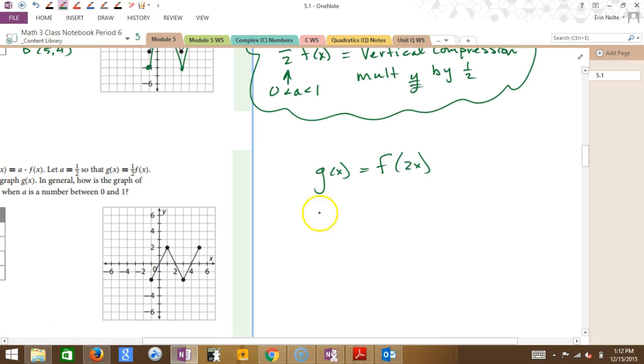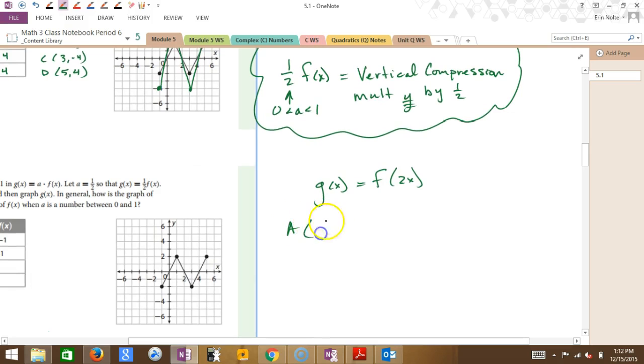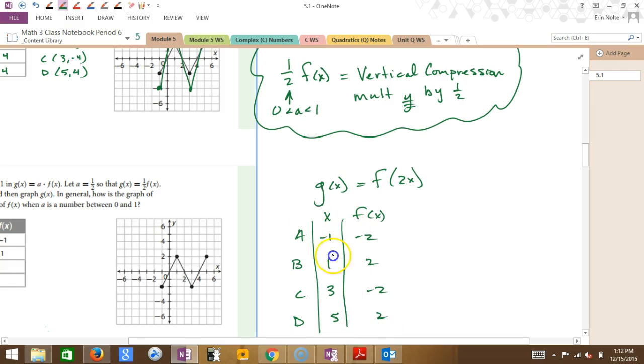Okay, so what were our points again? Let's do it as a table so it makes more sense, right? So we had the x and we had the f of x. That's how they did that table. So it was A: -1, -2. B was 1, 2. C was 3, negative 2. And D was 5, 2. Everybody follow my little table? It helps you do this.